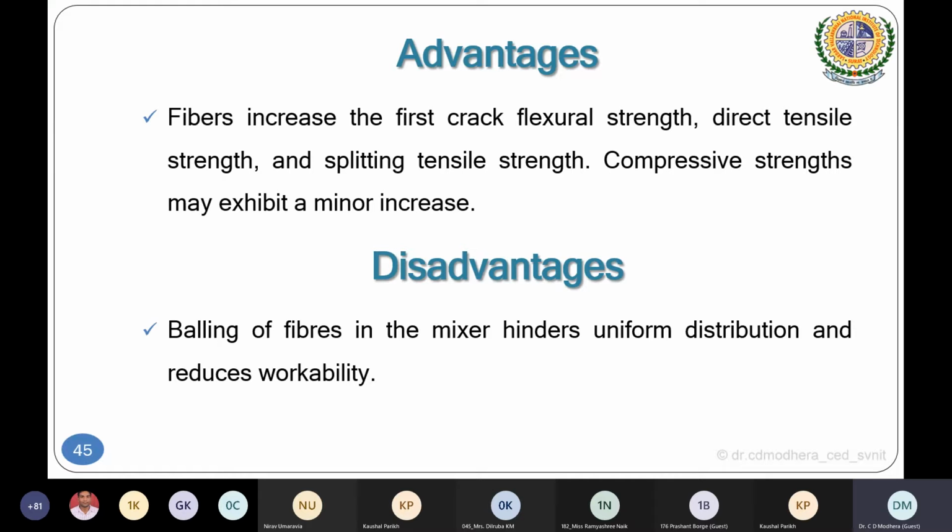So here, because of the presence of fiber, what are the chances? One is balling of fiber in the mixture, which hinders uniform distribution and reduces the workability. So fiber is okay in one way, but at the same time we should be sure about its proportion. It must be properly mixed, and homogeneity must be produced. That is very much required.